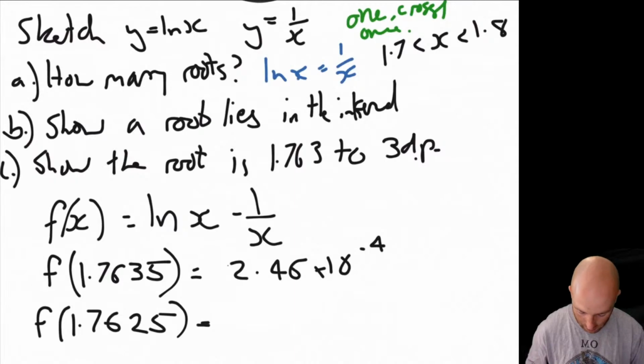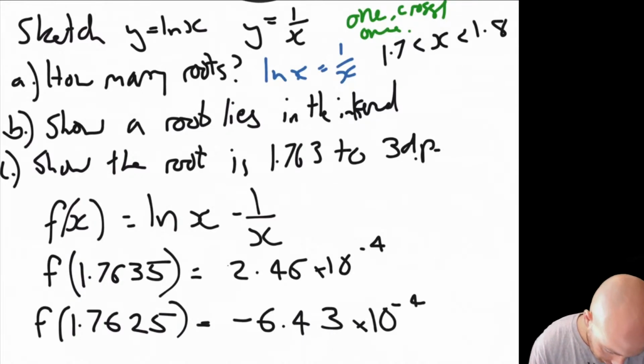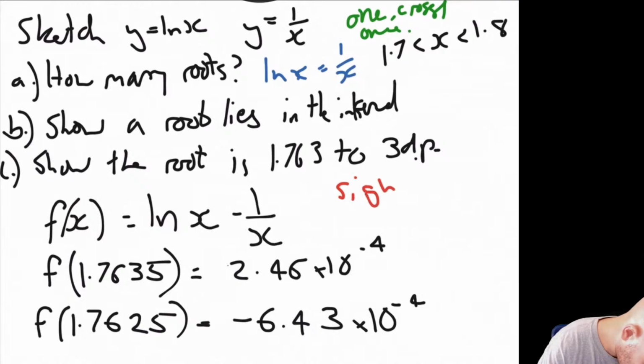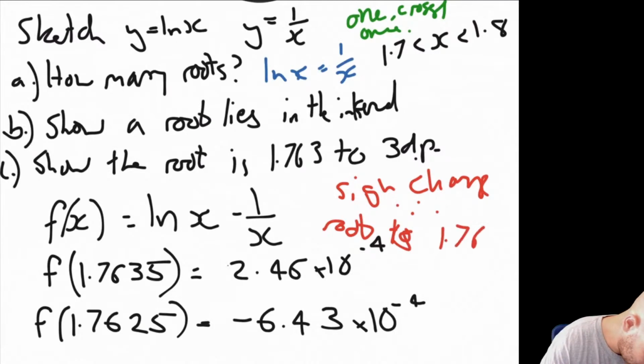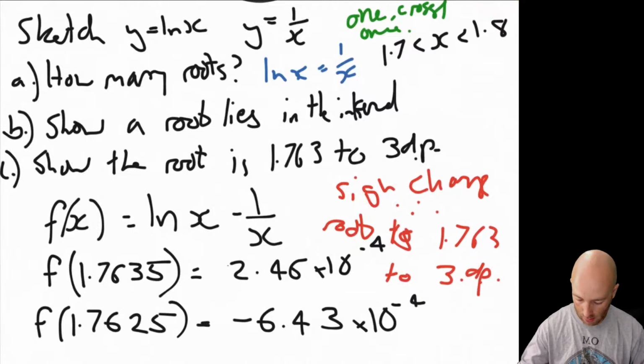Do the same thing with, sorry, with 1.7625 instead. And this time we get minus 6.43 times 10 to the minus 4. So again, sign change. Therefore, root is 1.763 to 3 decimal places. All right, has anyone got any questions about that before we move on to another one of these?